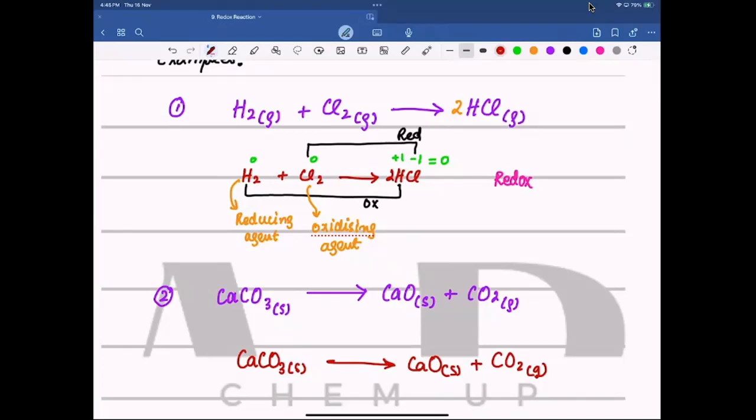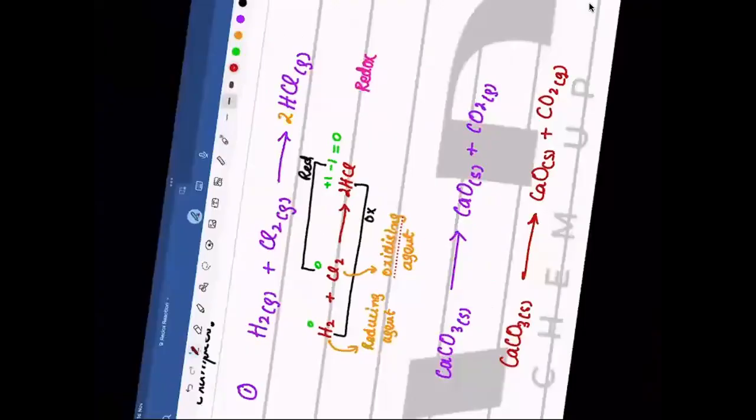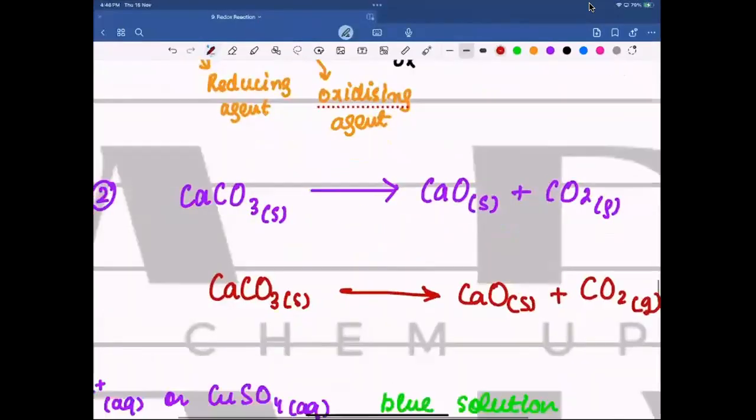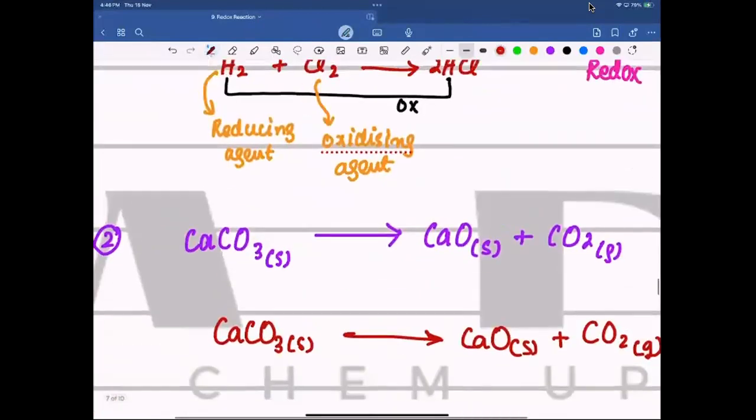Yes, is it redox or no? Why are you putting 0 on everyone? Why? Your guess works, but justify it. Okay, so see, oxidation number same. How can you say? Have you put the oxidation number of each one of them? No, I just looked at it.